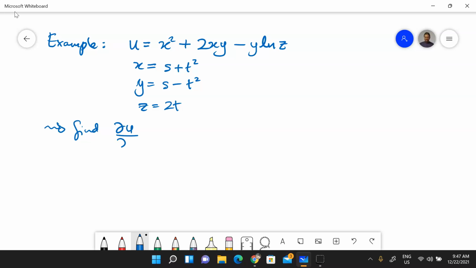partial u, partial s, partial u, partial t, which is not in the original expression of your u. Okay, your s and t do not appear in these terms. So what do we do? Just the same thing like before. Take the differential of each.